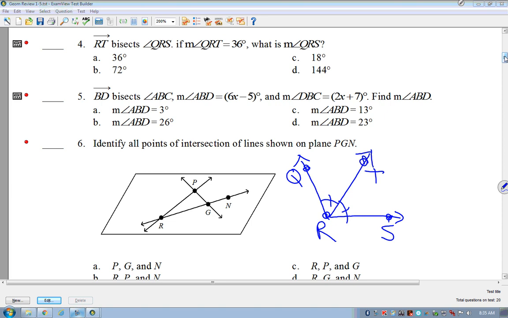All right, so it says QRT is 36 degrees. Put that in there. What is QRS? Well, that's the whole thing. If I know half of a whole is 36, then what is the whole? Double the half, right? Or I could say, well, I know that TRS is also what? 36 degrees. In which case 36 plus 36, or 36 times 2, but I should get 72 degrees.